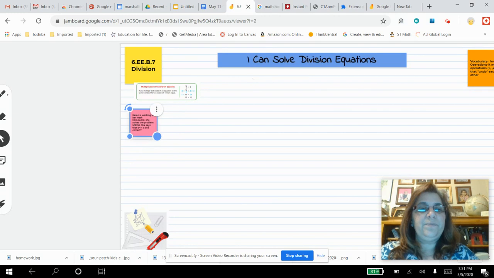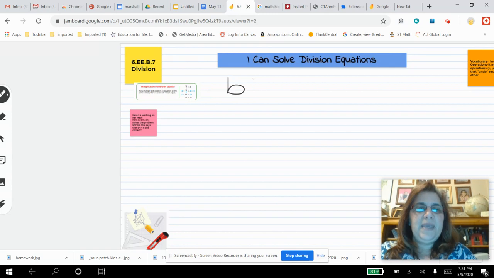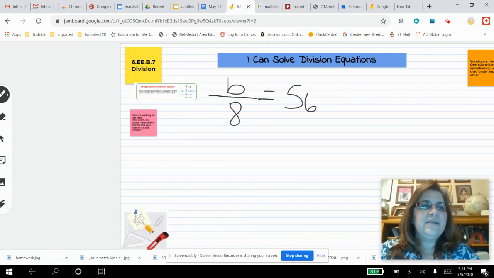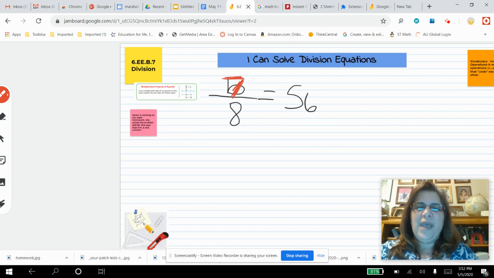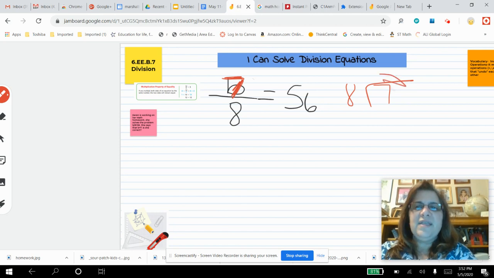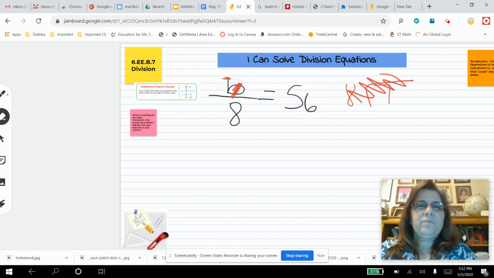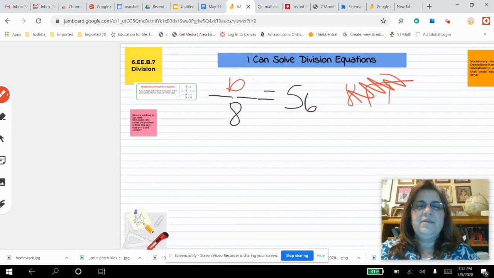Let's rewrite this. We're going to have B divided by 8, and that is supposed to equal 56. Now she says that B is equal to 7. So if B were a 7, I'm just going to write over the top of it here. Would that be correct? 7 divided by 8? This is what it looks like in real life. Is that true? No, it is not. So we're going to go back to just letting this be B. This is B divided by 8.